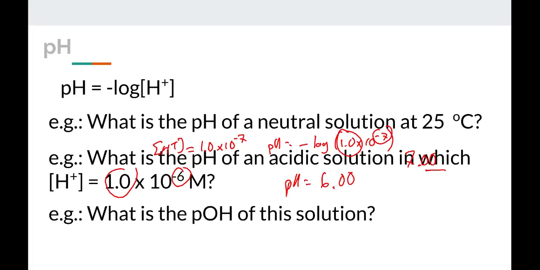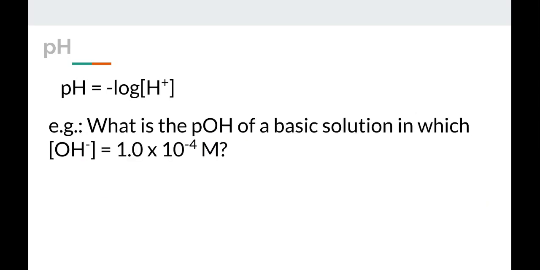Well, to do this, we have to find out what the OH minus concentration is. We've done this problem before. OH minus concentration is 1.0 times 10 to the negative 8th molar. So that means the pOH is equal to 8.00. What's the pOH of a basic solution in which the OH minus concentration is 1 times 10 to the minus 4? This is pretty easy to do. pOH is going to be, look at the exponent, change the sign, 4, 2 decimal places because I have 2 sig figs in the number I'm taking the log of.